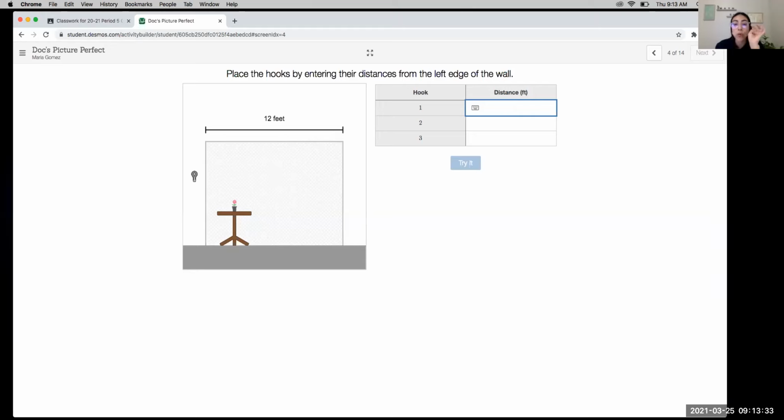So again, you want to think about how long this wall is, and also that we want to make sure that they're equally spaced. So how would that look in our table? Equally spaced.